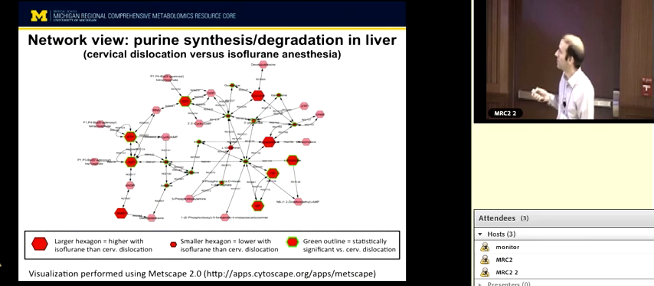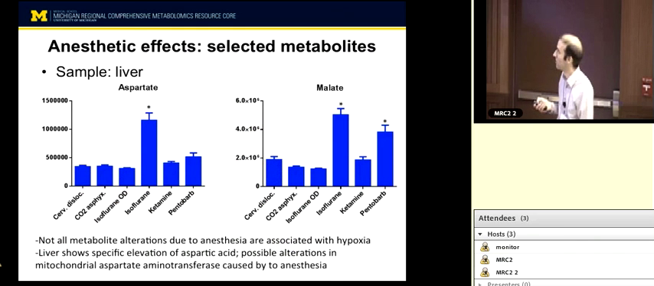In this case, this is a Metscape diagram where bigger hexagons mean up and smaller hexagons mean down. And so we see increased accumulation of some and decreased levels of others, depending on whether you look at cervical dislocation versus the other techniques. We're not limited to only saying, okay, wow, anesthesia is different from euthanasia. Good to know. There are specific effects of anesthetics.